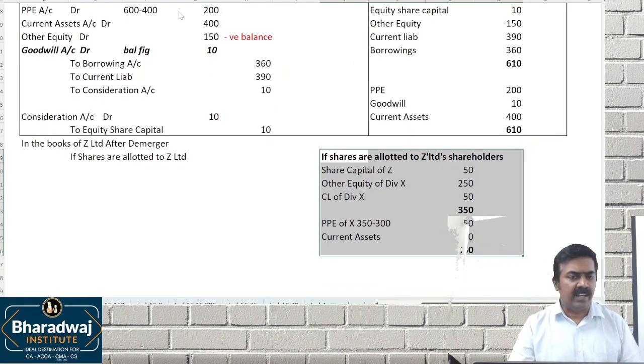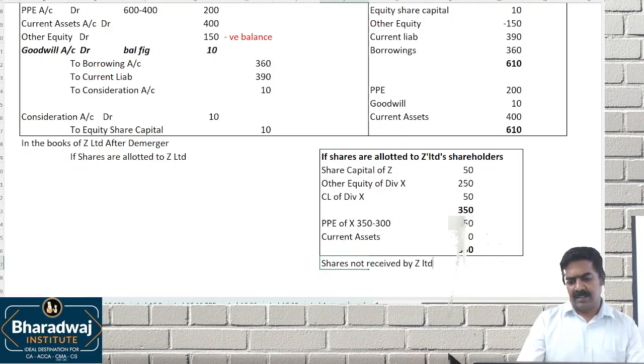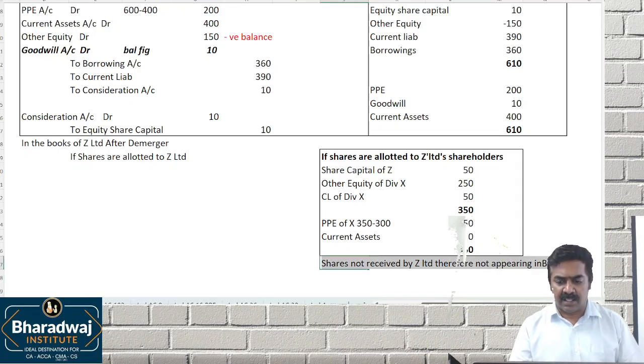That's it. Why? Shares are not received by what? Z Limited. Therefore, not appearing in the balance sheet. It's shares are given to the shareholders. It's not appearing in the balance sheet.